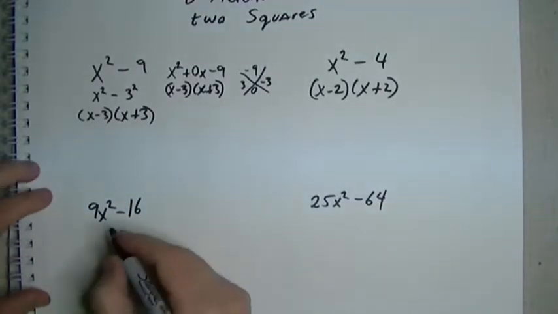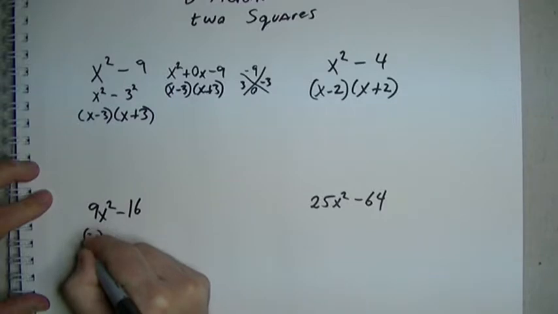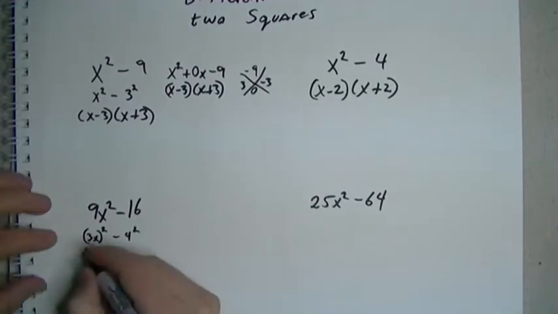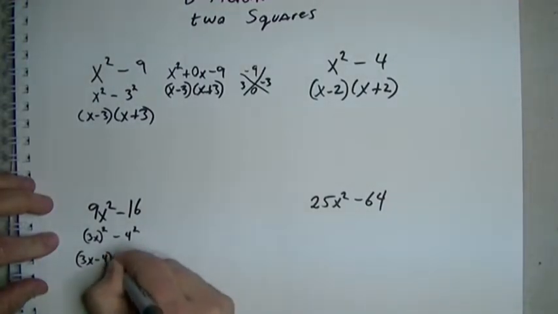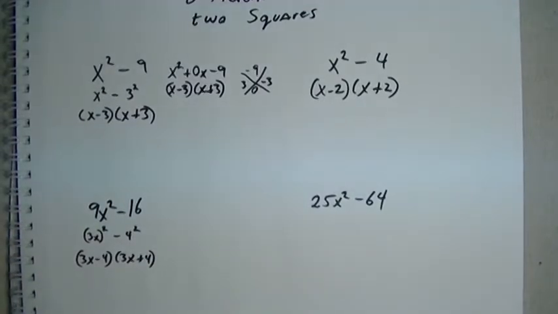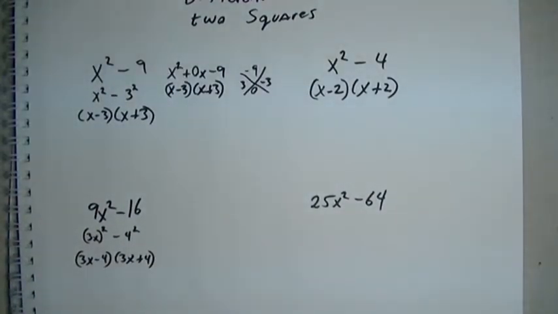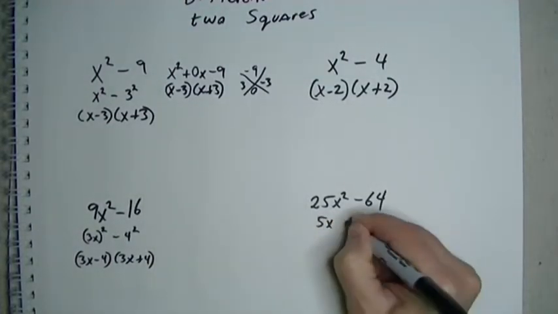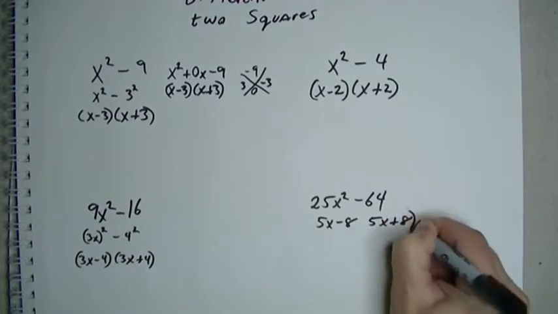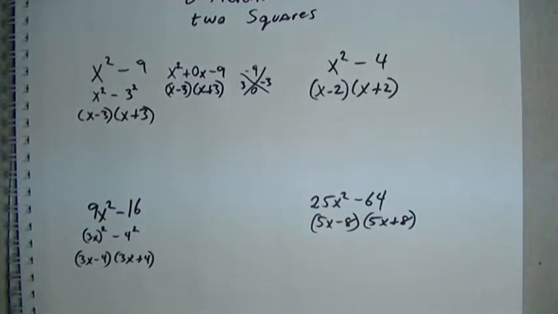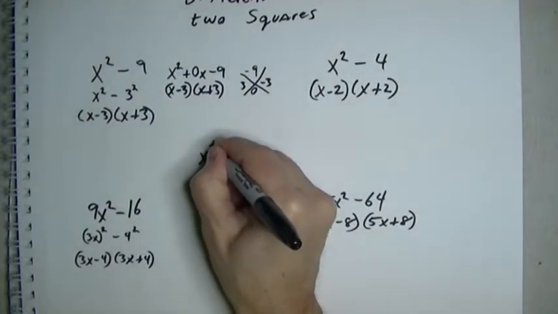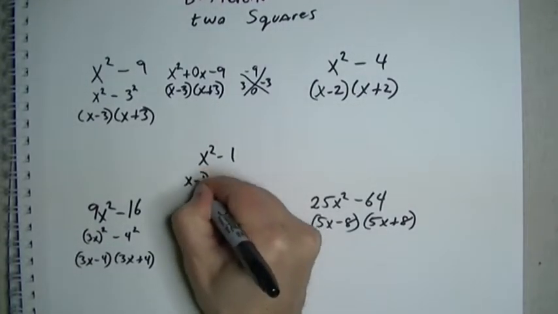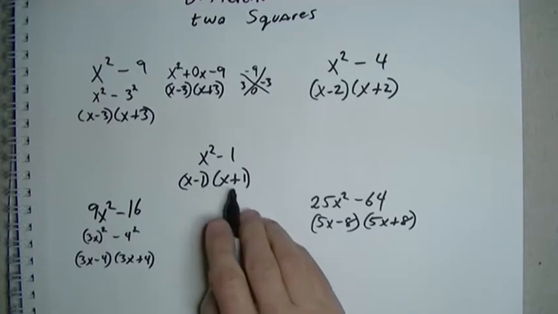I've got 9x squared. Your brain is already breaking this down as 3x squared minus 4 squared. I've got 3x, so all I have to write is 3x minus 4, 3x plus 4. Boom. You just factored that thing. Really nice. 25x squared minus 64. That's just 5x minus 8, 5x plus 8. Boom. Remember I told you 1 is a perfect square. If you have something like x squared minus 1, difference of two squares, x minus 1, x plus 1. 1 times 1 is 1.